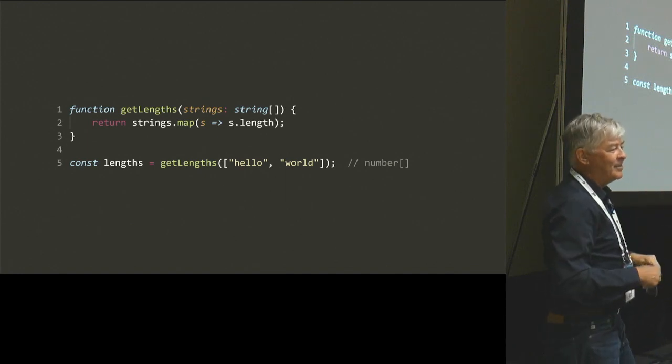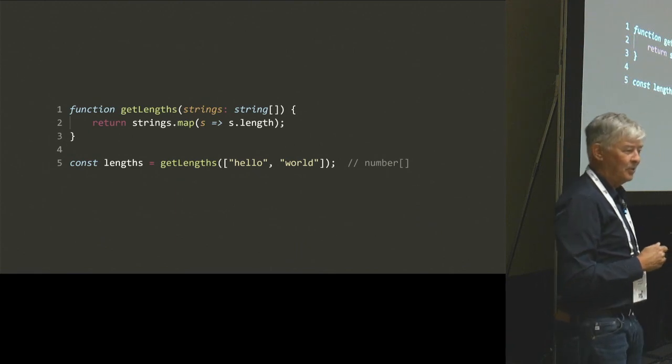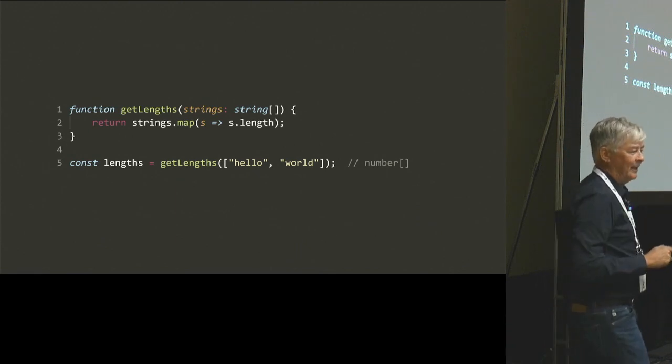Now you might ask, why do you even need that type annotation? Couldn't you have inferred that from the call to getLength?